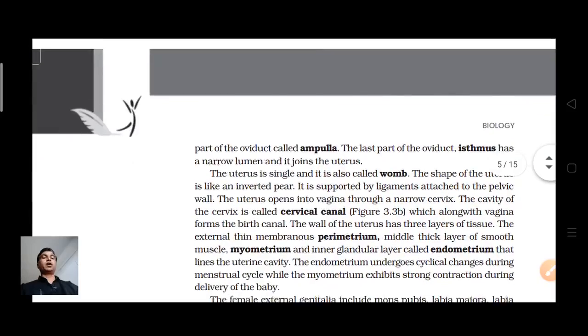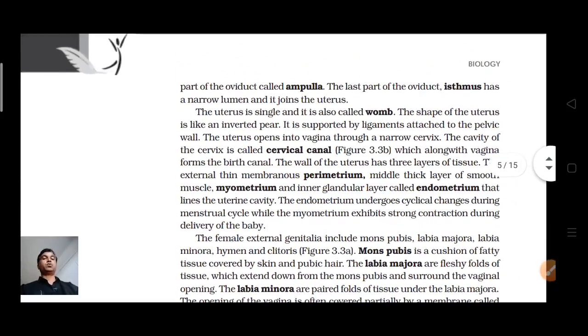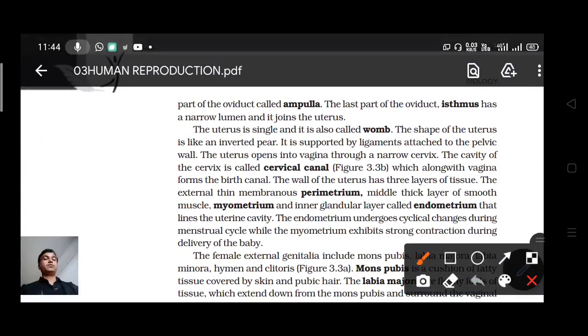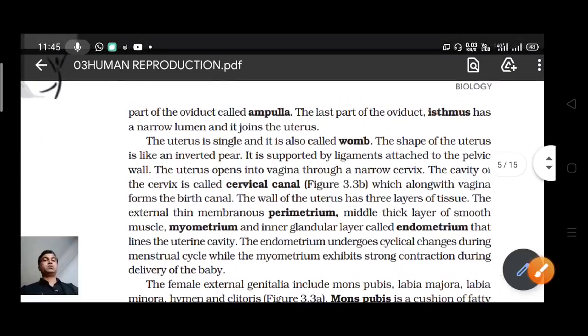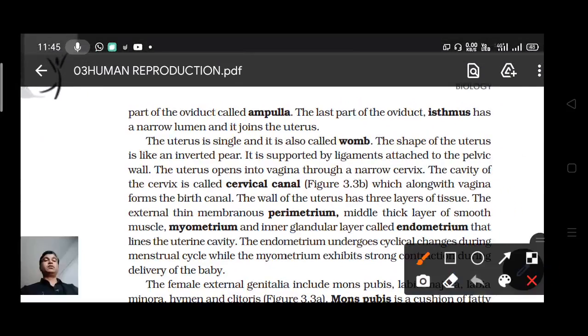Now come to the uterine part. So what are they given? Now, this is the part of the oviduct called the ampulla. After the infundibulum, it opens into the ampulla. The wide part of the oviduct is called the ampulla. The last part of the oviduct is called the isthmus. So the infundibulum opens into the ampulla, which is a wide part. The ampulla opens into the isthmus, which has a narrow lumen and joins the uterus. Only three parts are given.